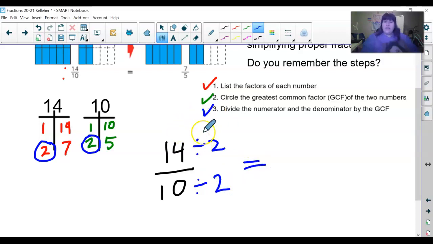All right, 14 divided by 2. How many groups of 2 can I make with 14? 2, 4, 6, 8, 10, 12, 14. I can make 7 groups. And the bottom, 10 divided by 2. Hopefully this one was mental math. That is 5. So not only did we have our improper fraction of 14/10, but we were able to simplify it into 7/5. Let's try one more of those.